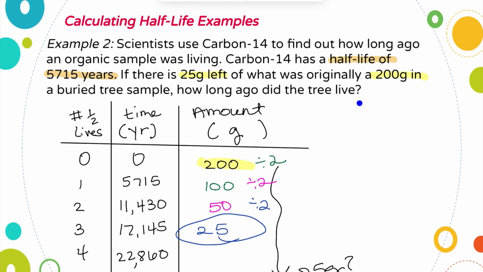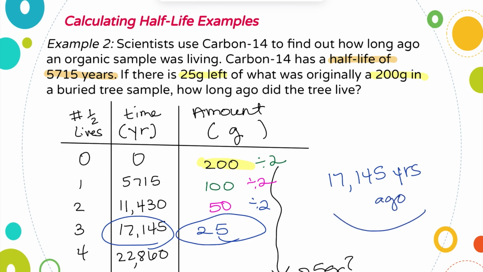So how long ago did the tree live? Well, if it's at 25 grams, that means that 3 half-lives have occurred, and the tree was alive 17,145 years ago. That is actually how carbon dating is used to determine how long ago something was living.